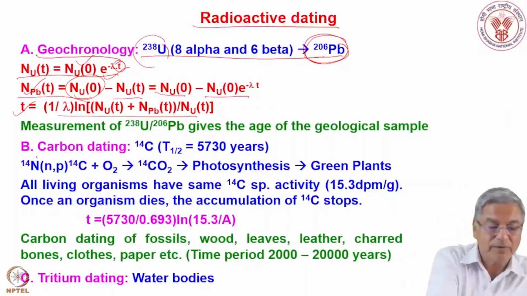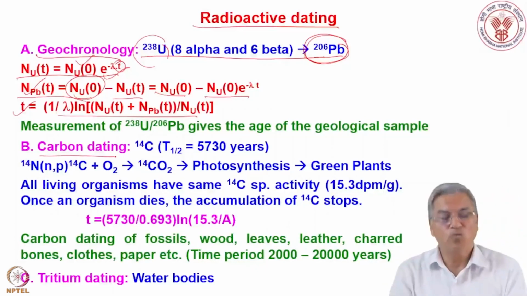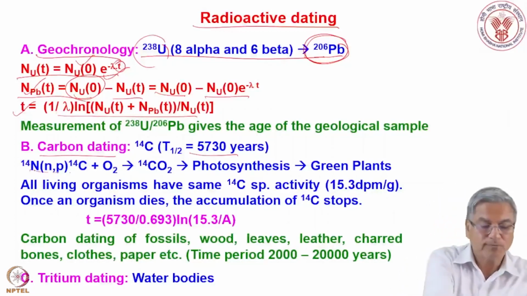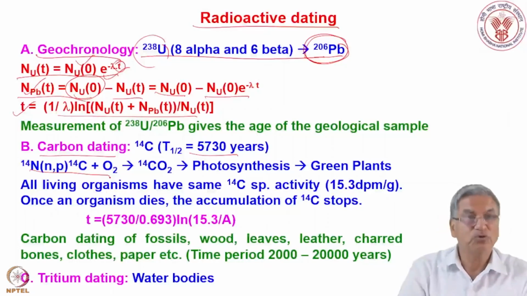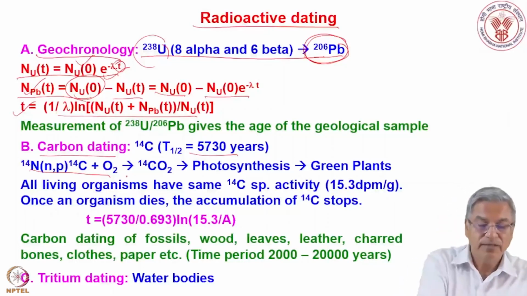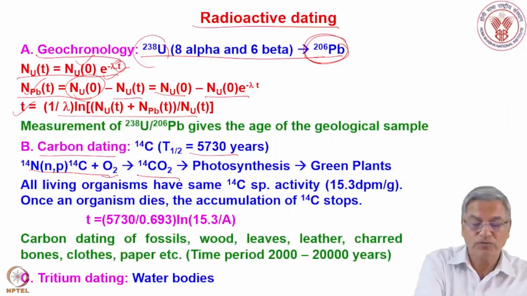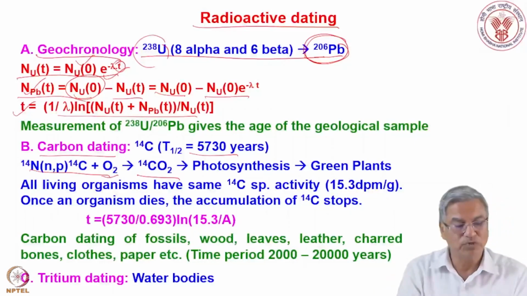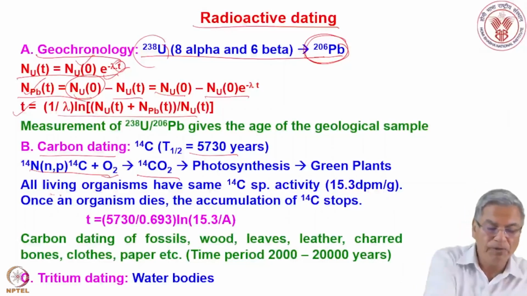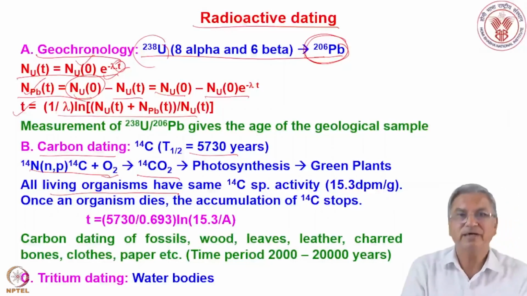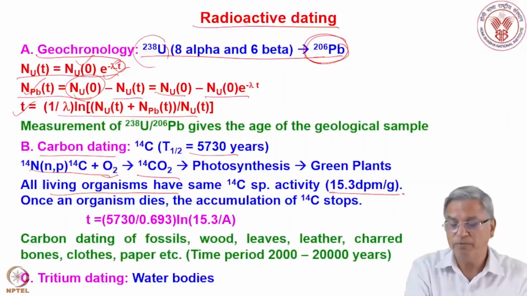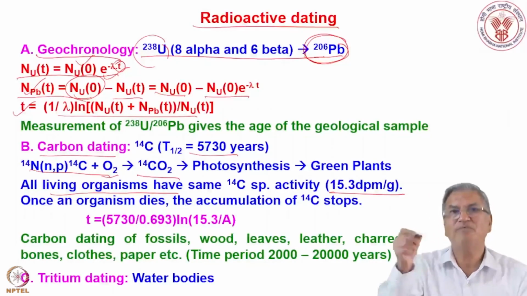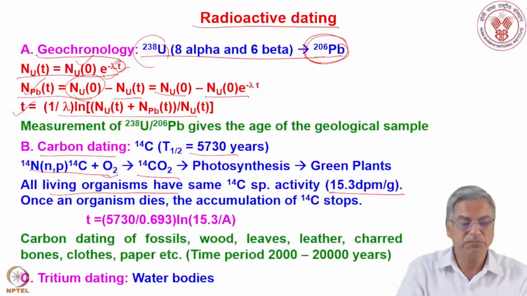And lastly, carbon dating. Carbon 14 has a half-life of 5,730 years, and it is formed in the atmosphere by cosmic ray neutrons bombarding nitrogen 14, and this carbon reacts with oxygen to form carbon dioxide. By photosynthesis, green plants assimilate this carbon 14, and so all living organisms contain a specific activity of 15.3 disintegrations per minute per gram. One gram of any living organism will give you this much specific activity.